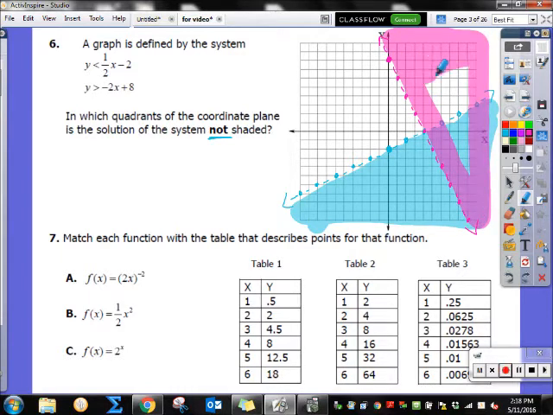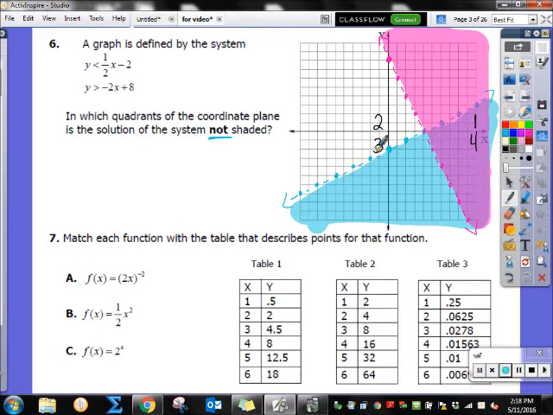So now the solution is where those two shadings are overlapped. So that would be in quadrants 1 and 4. But in which quadrants of the coordinate plane is the solution of the system not shaded? So that would actually be over here in quadrant 2 and quadrant 3 would be your answer.